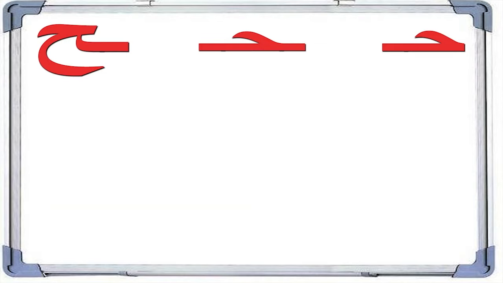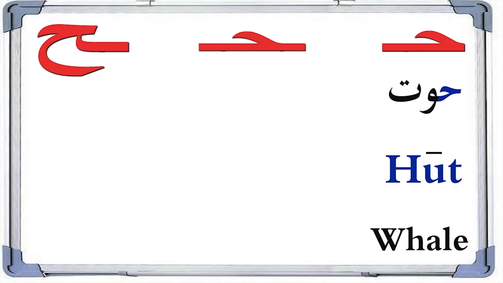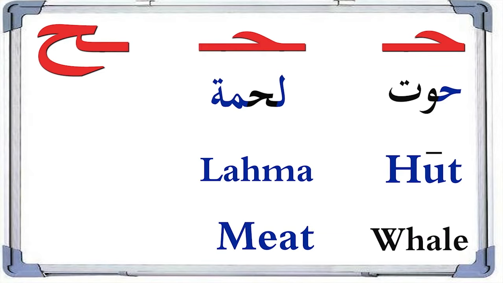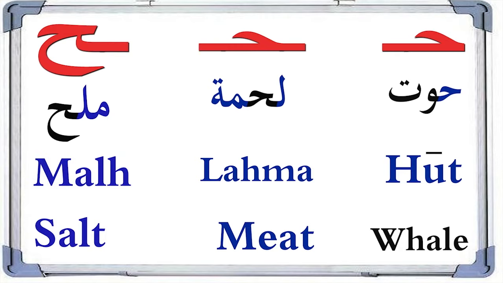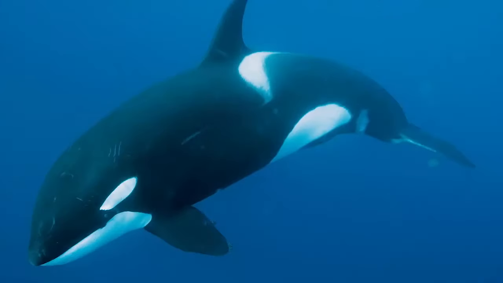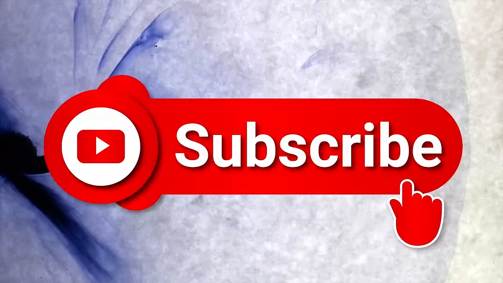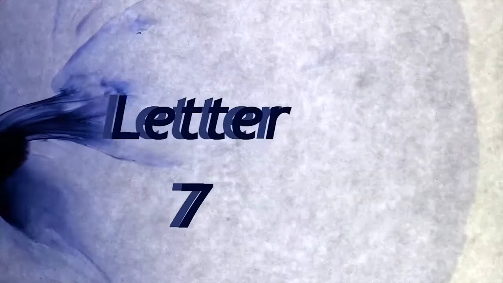Let's check out these examples. The first example is حوت. حوت means whale. لحمة means meat. Because who doesn't like food? The third example is ملح, salt. لحمة, meat. حوت. We came to the last letter in this video, letter number 7.